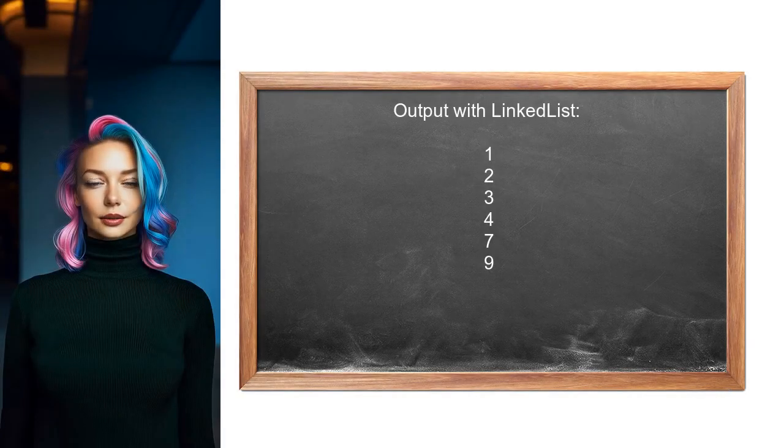Additionally, they provide an update showing that using a linked list produces the correct output for the top view of the binary tree, which includes the values 1, 2, 3, 4, 7, and 9.